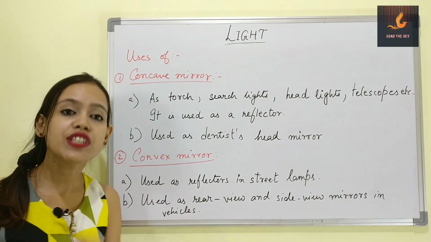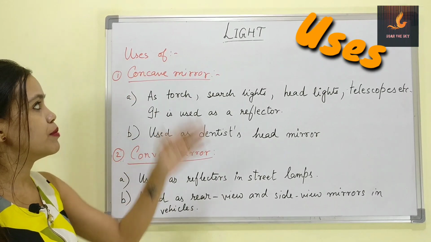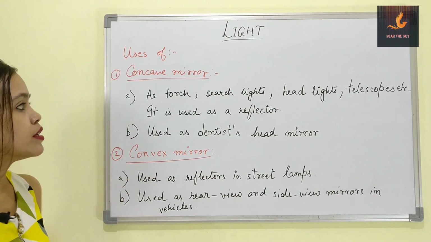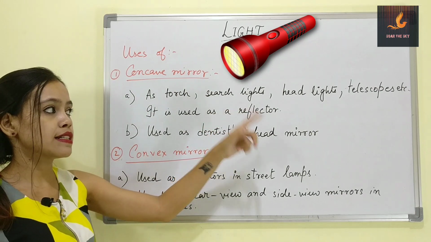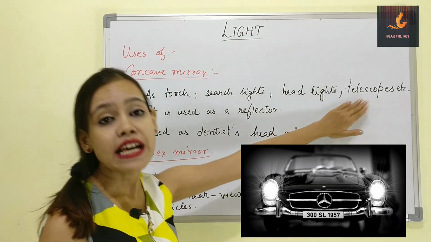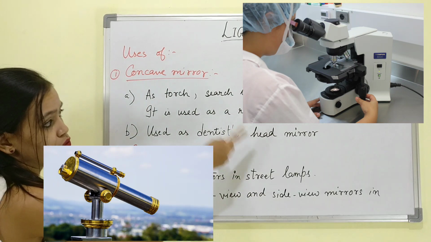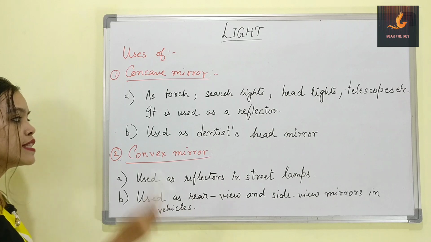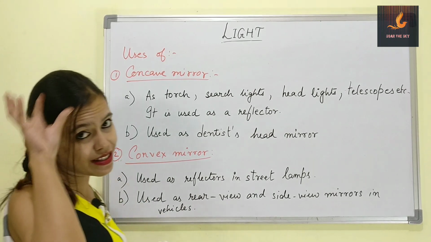So how do we use these two kinds of mirror? First is the concave mirror. What are the uses of concave mirror? Concave mirrors are used as torch in the searchlights, headlights, telescopes, microscopes. It is used as reflectors in all these lights. The second main use is it is also used as dentist's head mirror.